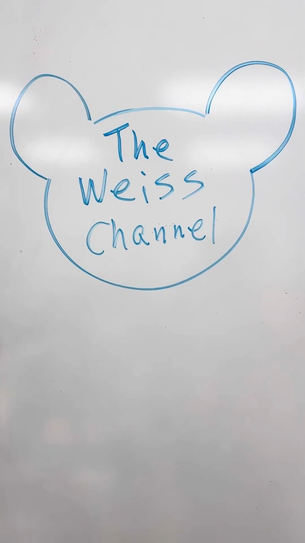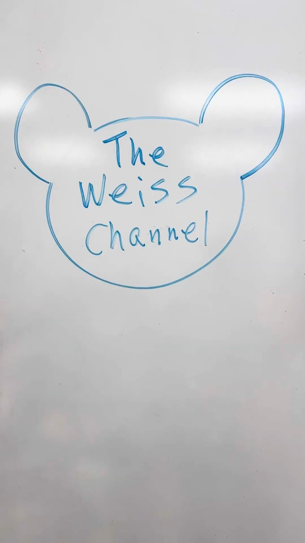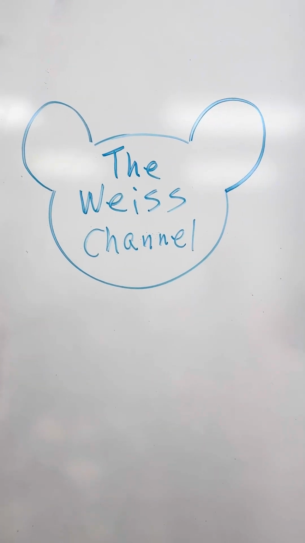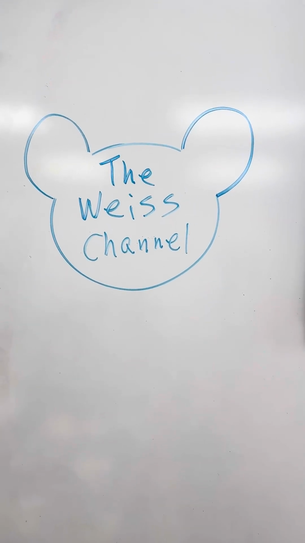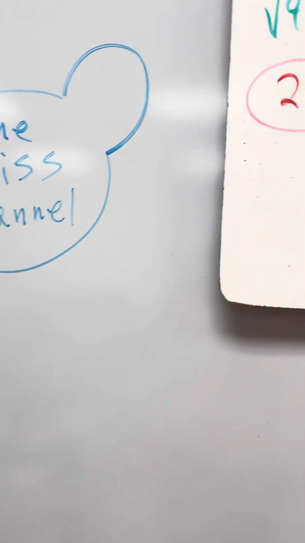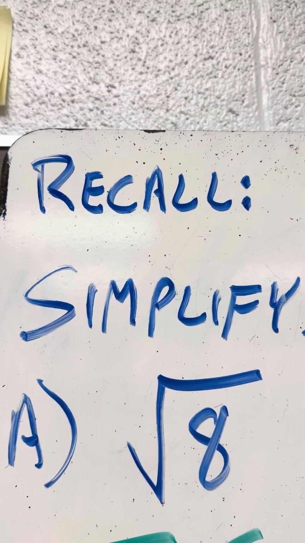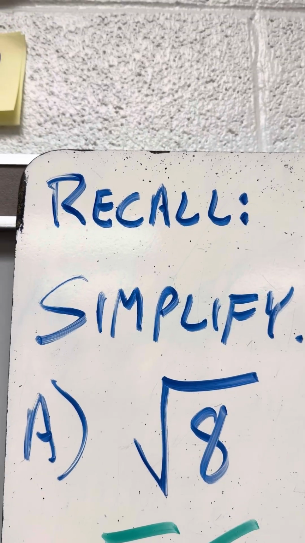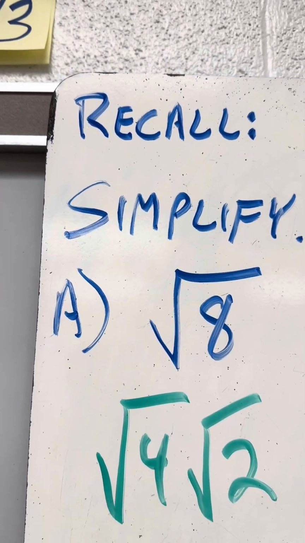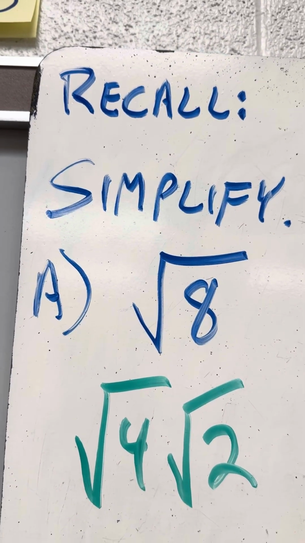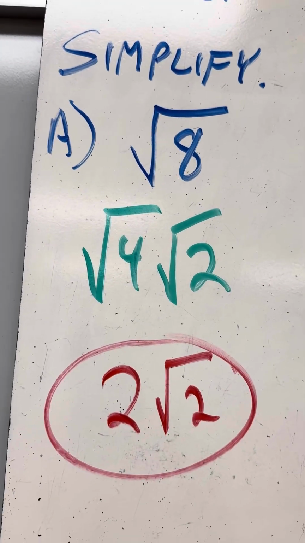Today I'm going to talk to you about distance. Now, before I talk to you about distance, I'm going to have you remember, how do we simplify the square root of 8? Well, what perfect square goes into 8? 4. Square root of 4 times square root of 2, which is 2 square root of 2.